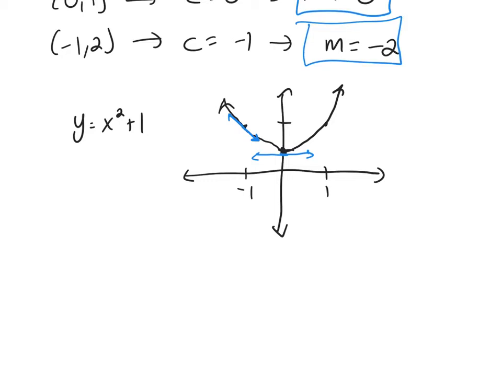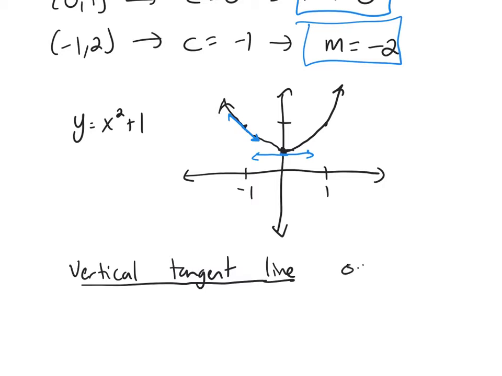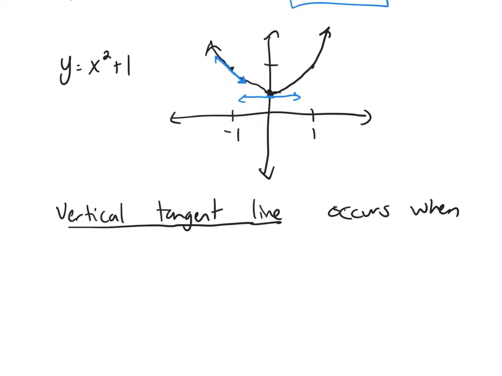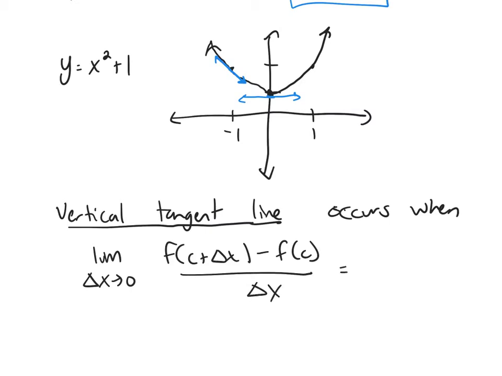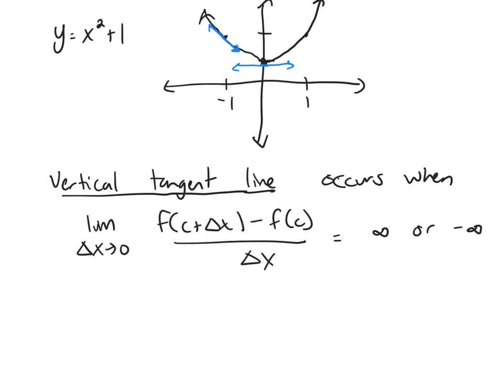All right, and then I want to mention, a vertical tangent line occurs whenever you take the limit as delta x goes to 0 of your difference quotient here, and you get either infinity or negative infinity. So if you take that limit and get infinity or negative infinity, that means you have a vertical tangent line.